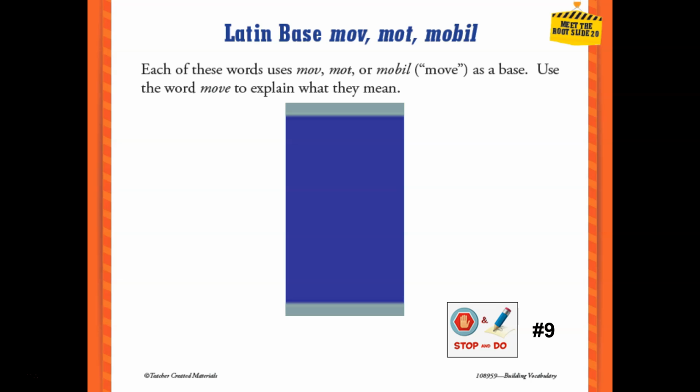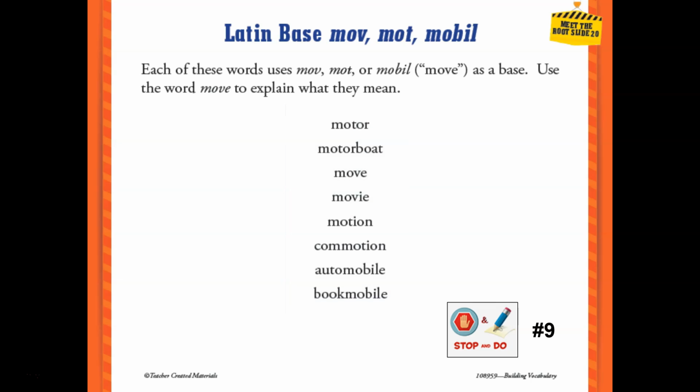And so now what I want you to do is on your learning reflection guide, actually work on the stop and do number 9 within that guide. And so it's pretty simple. Each of these words that I'm getting ready to show you uses MOV, MOT, or mobil, which all have the meaning move as a base, as I'm sure you determined based off the activities and motions that you just engaged in. And so I actually want you to use the word move to explain what these mean. So I want you to follow the directions within your learning reflection guide and complete stop and do number 9. Go ahead and pause this recording, and when you're finished, resume, and we'll move on to the next portion.